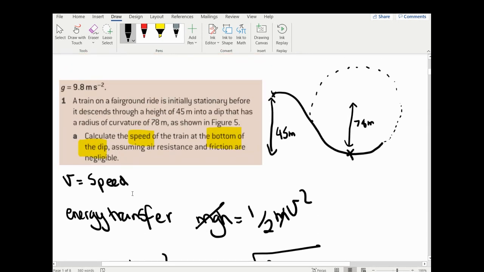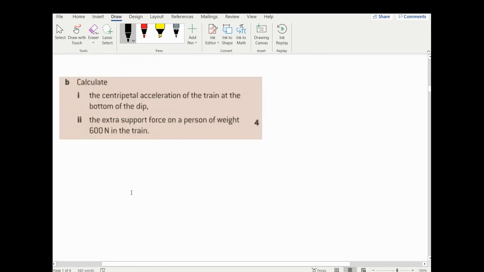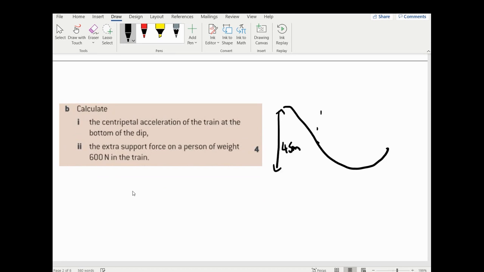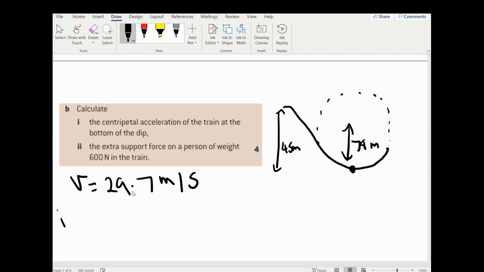Okay, so that's just the first one. And again, identifying the terminology there. So I've got v is this. Now, let's actually have a look at question B, so let's use the information I've got from the top. I've split up the question a little bit more. So I've got my circle here, 78 metres, and I know that my v is 29.7 metres per second. One part is find the centripetal acceleration of the dip, and the other is to find the extra support force, the extra force that is needed at the bottom of this train.